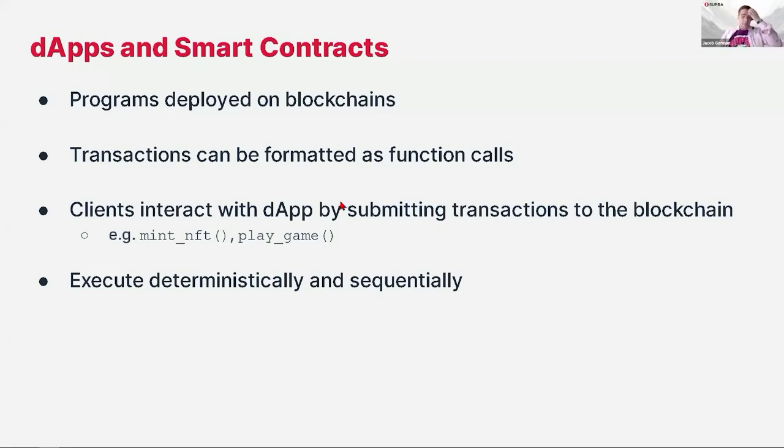Sorry. But yeah, they need to be executed deterministically and sequentially because we want everyone to agree on the state. If we're using randomness in our execution, then even though you and I agree on the list of transactions, we'll have a different state at the end.